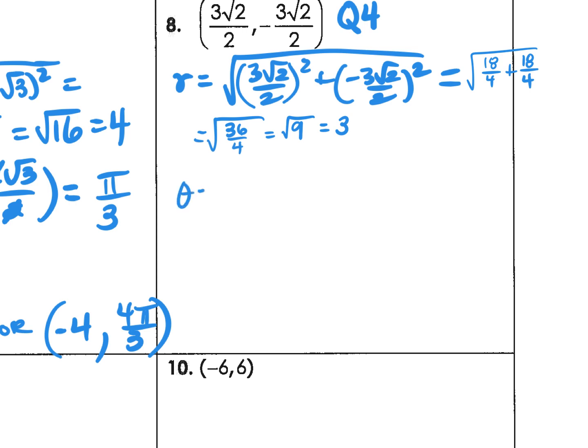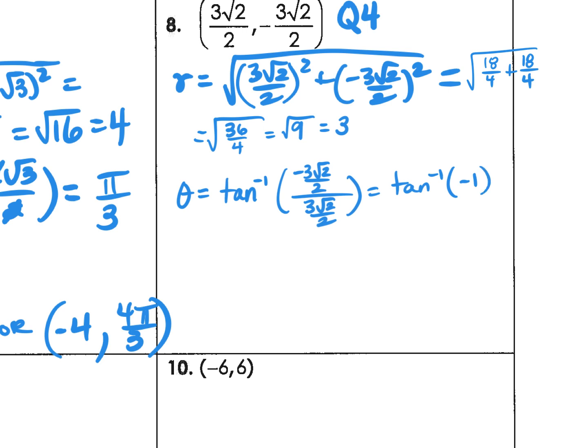Theta is the inverse tangent of negative 3 root 2 over 2 divided by 3 root 2 over 2. So that's the same as taking the inverse tangent of what? Negative 1. All right, so where in the fourth quadrant is tangent negative 1? So this is going to be 7 pi over 4, or negative pi over 4.